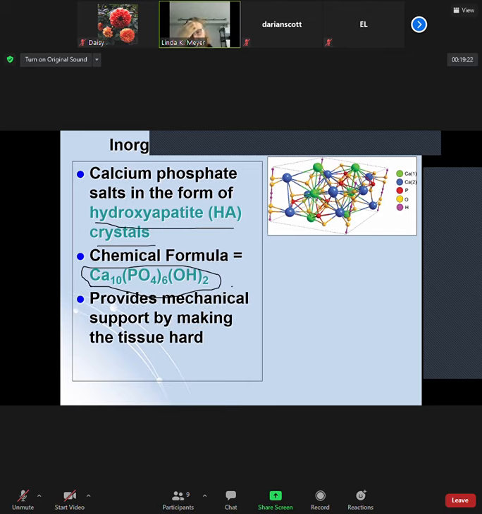Okay, and again, to reiterate, the hydroxyapatite crystals, just like I said in the introduction to connective tissues unit, provide mechanical support by making the tissue hard. And both bone and cementum have approximately the same degree of hardness because they're both approximately 50% mineralized.